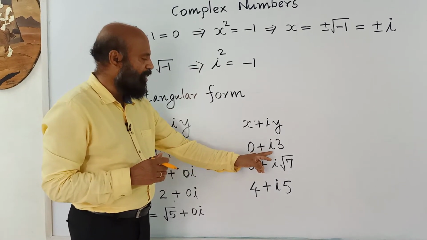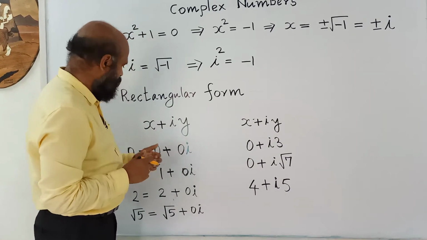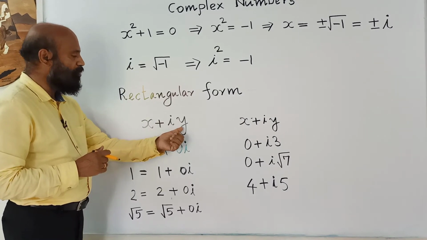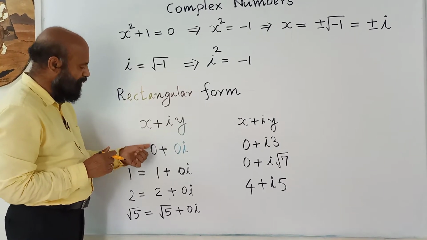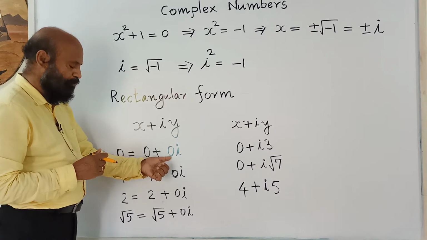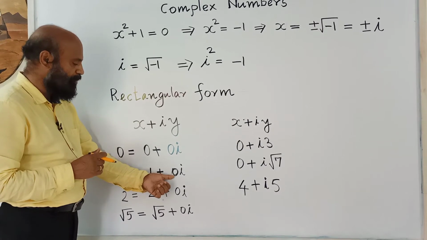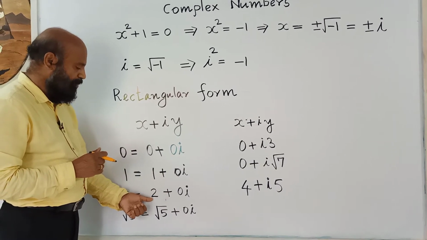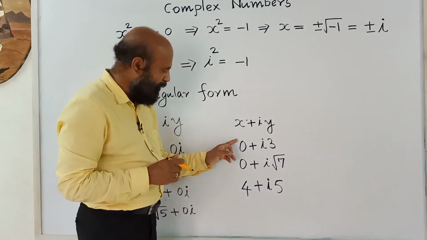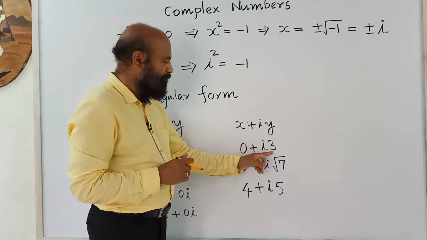0 plus i3. You can write i3 or 3i. Now this x is called the real part, y is called the imaginary part. In this case, real part is 0, imaginary part is also 0. In this case, real part is 1, imaginary part is 0. Here, real part is 2, imaginary part is 0. In this case, real part is 0, imaginary part is 3.